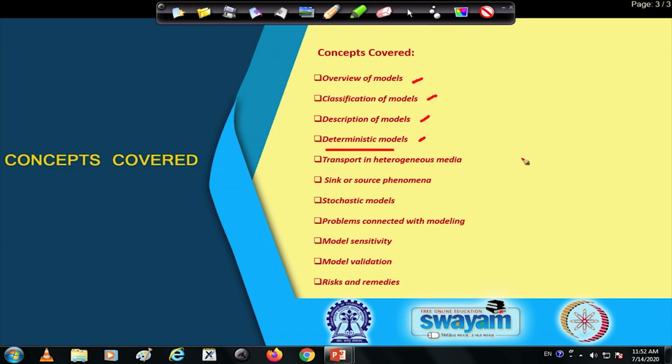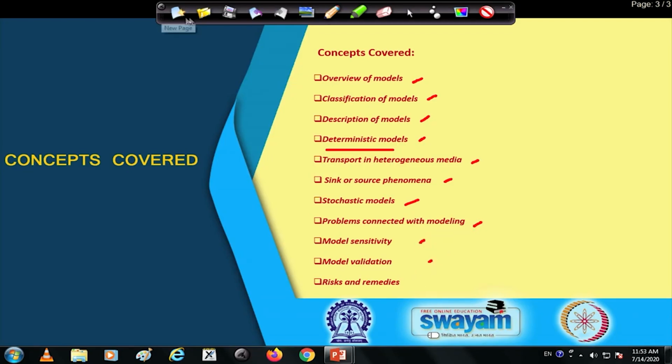We have already covered the models which are following the CD equation, and also the models which are following the compartment theory, as well as we have completed those models which are following the chemical engineering principles. So, today we are going to finish the deterministic model, and then we will be talking about the transport in heterogeneous media, sink or source phenomena, and also we are going to talk about the stochastic model. And if time permits, we will also be covering the problems connected with the modeling, and then model sensitivity and model validation.